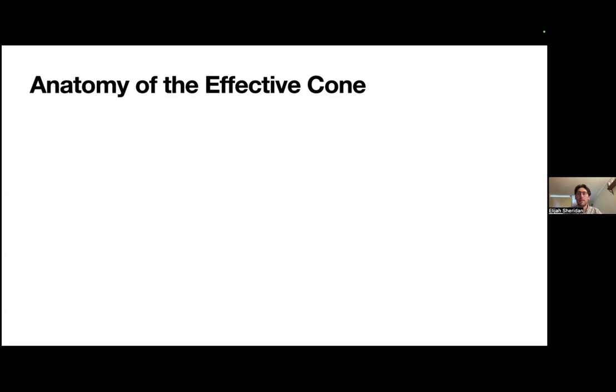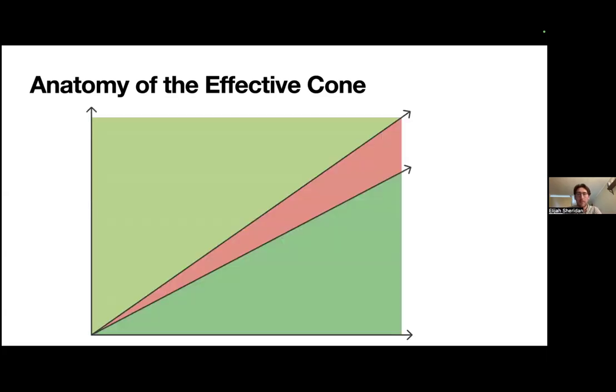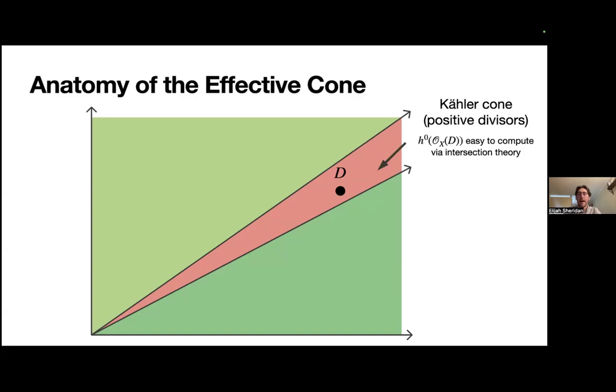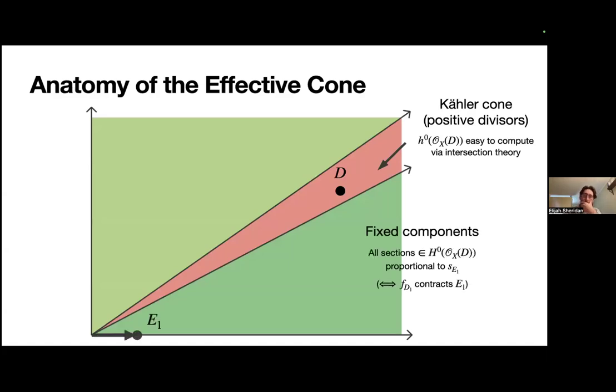I'm running out of time, but let me try and sketch a little bit about how this goes in practice by giving you a picture. Here's a picture where I've chosen some geometry that has h11 equals 2 linearly independent divisors, and the effective cone is the positive quadrant. I've illustrated the Kähler cone here, which is the cone of positive divisors in this case, where line bundle cohomology calculations are straightforward. And then these other two green chambers are where you have fixed components.